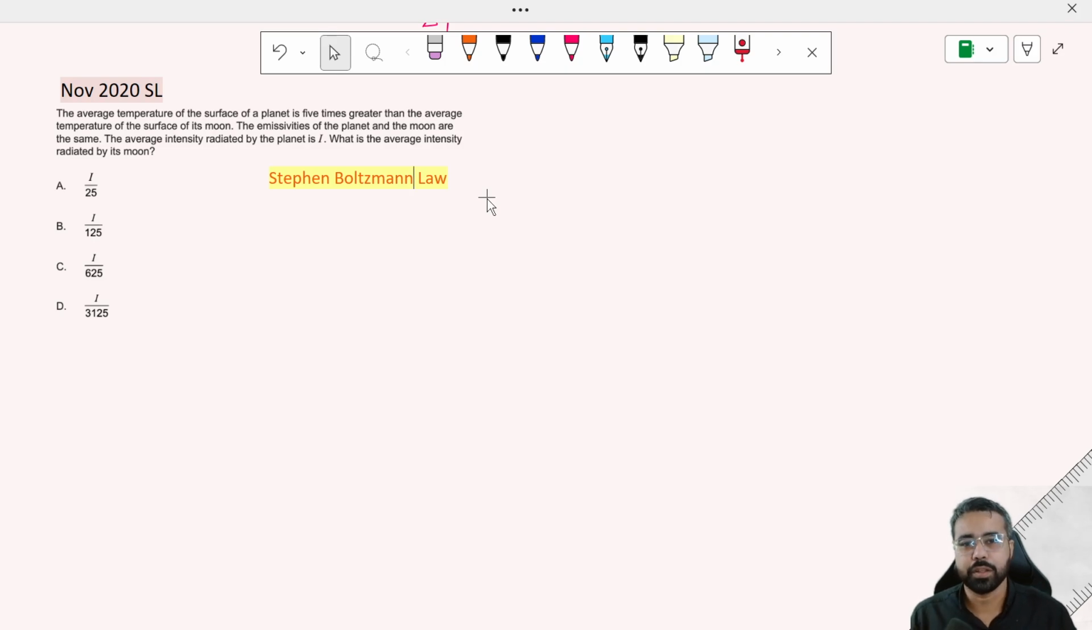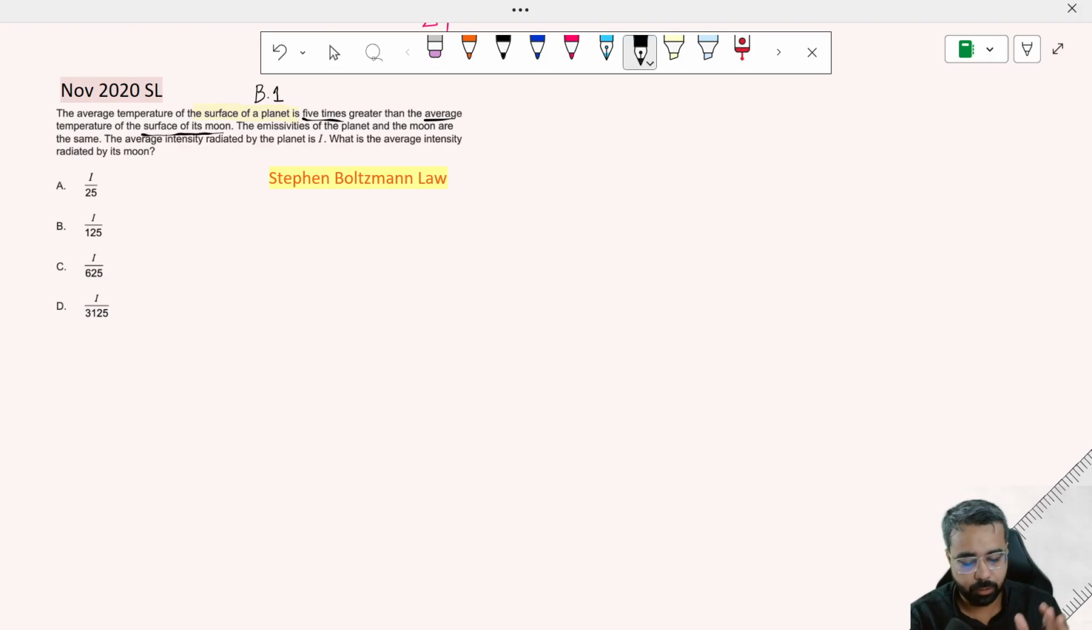Hi, in this question, we will compare the intensities of the planet and its moon. And this question is about the subunit B1. Okay, so in this question, they say that the average temperature of the surface of the planet, not the core of the planet, is 5 times greater than the average temperature of the surface of the moon.